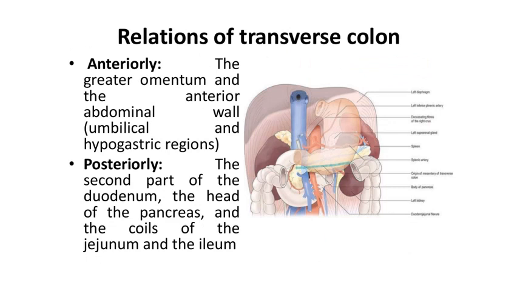This picture shows the relations of the transverse colon. Posterior is the second part of the duodenum, the head of the pancreas, and coils of the jejunum and ileum.